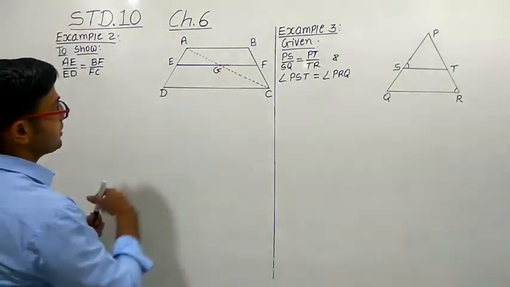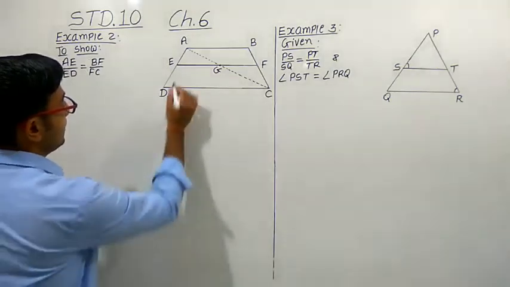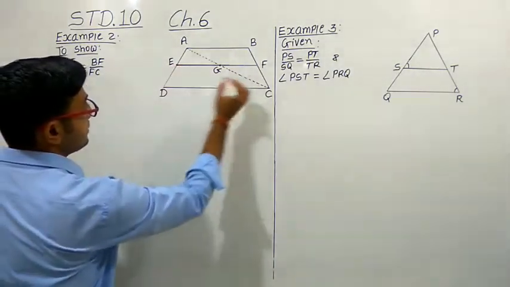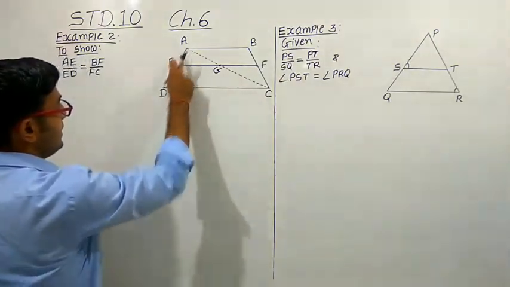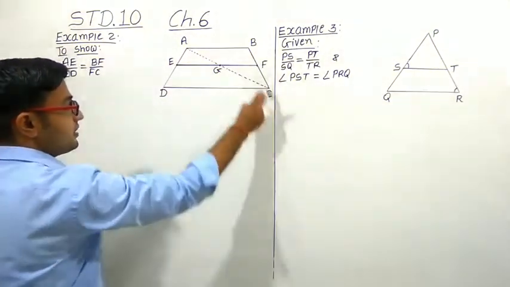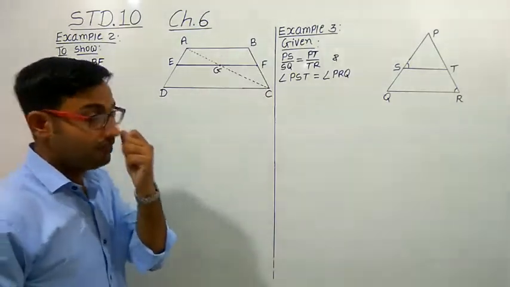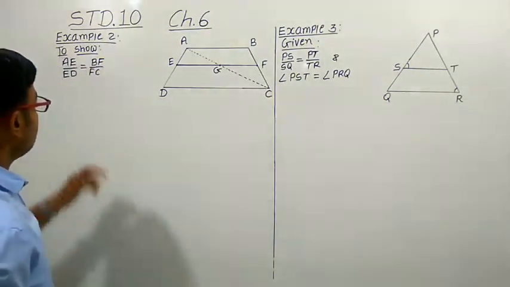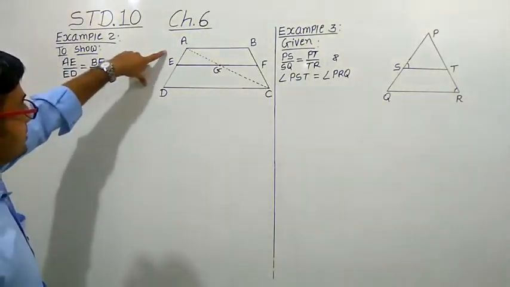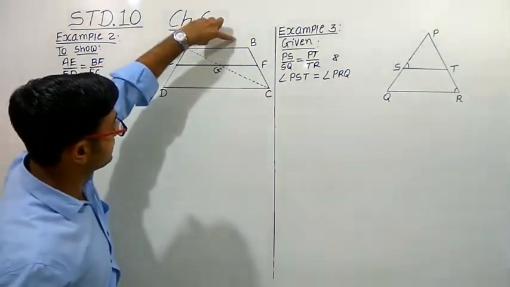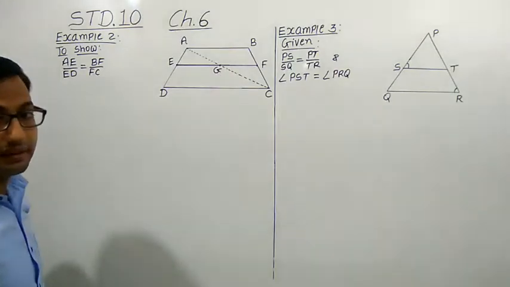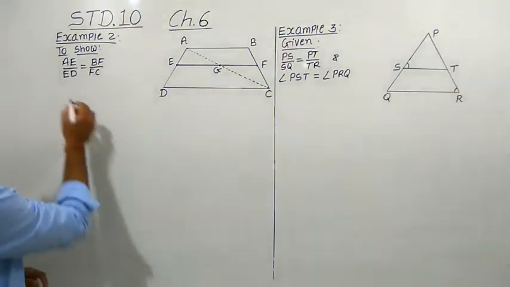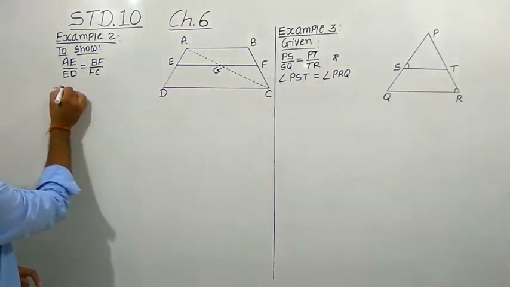So this is a trapezium ABCD, and this line EF intersects AD at a point E and BC at a point F, right? So this trapezium is such that the side AB is parallel to side DC. Okay, so let us start.